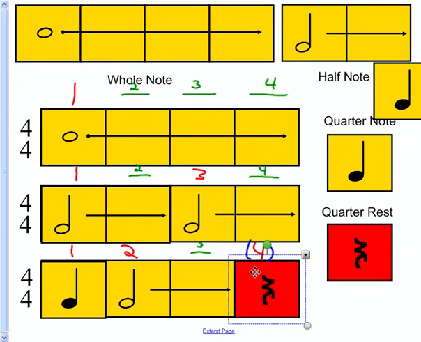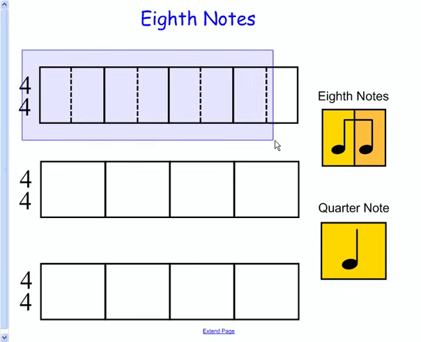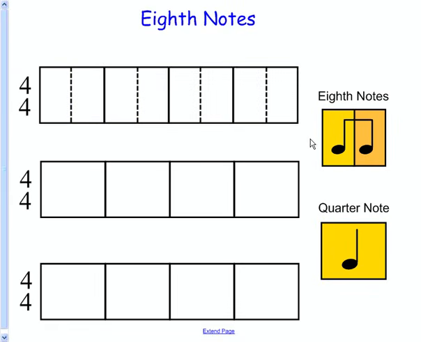All right. So that is whole notes, half notes, quarter notes, and quarter rests. These are the basic building blocks of music. What we're going to talk about now is the eighth note, which is half the length of a normal note. So I've color-coded it in a certain way. This first box, you can see these boxes have extra lines in them. Okay, I've divided each box in half so that we can see where the half of the beat is.